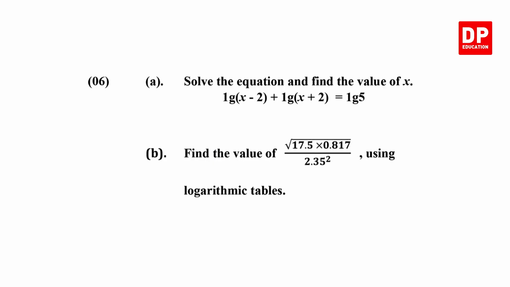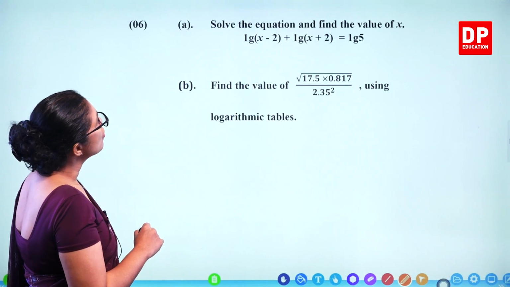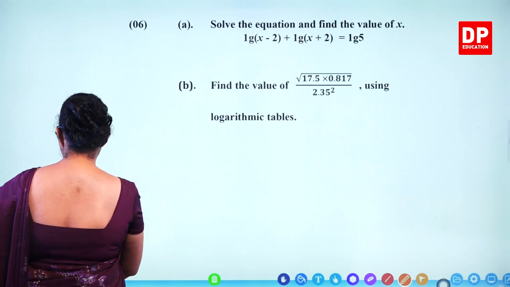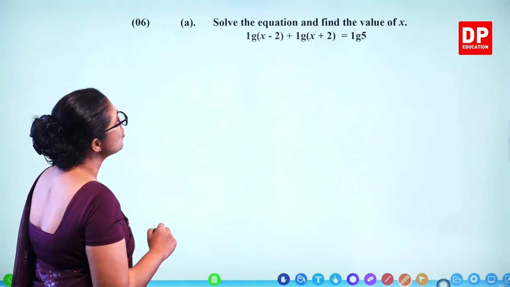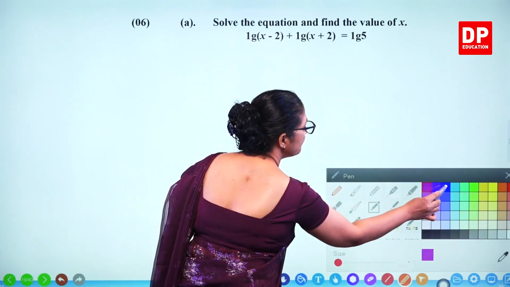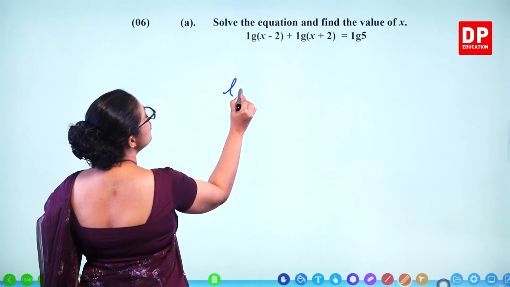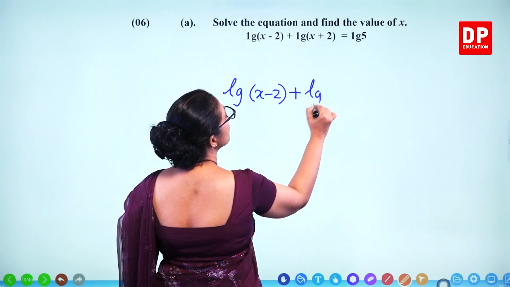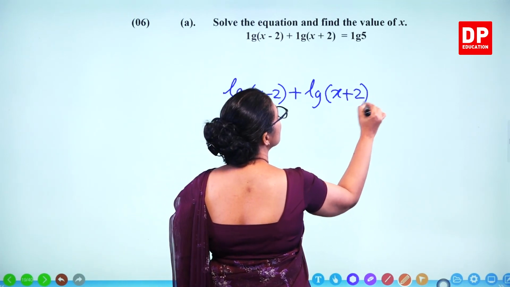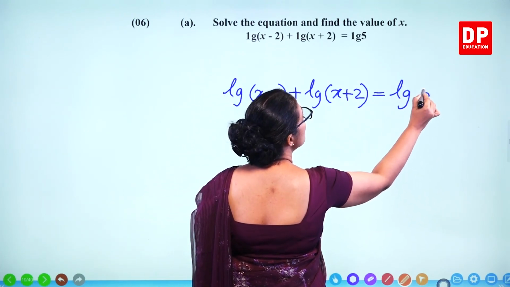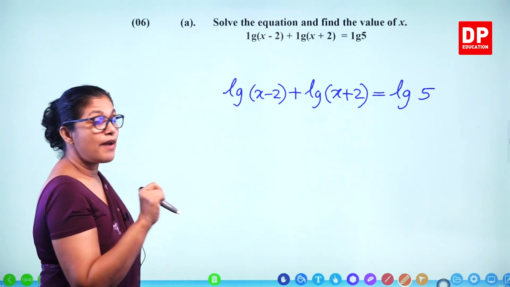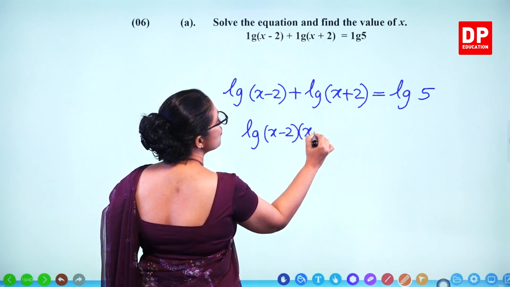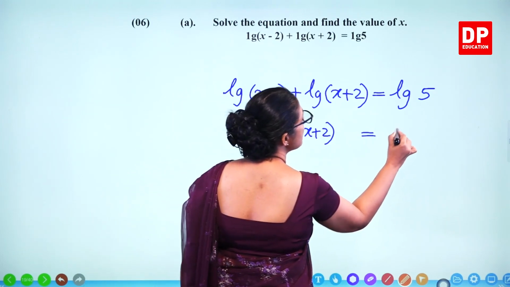Question number 6 now. So you have to use laws of logarithms and the logarithmic table to find the answer. Let's do that. Solve the equation and find the value of x. So LG means log base 10. All these LG values. So what's the first step? Addition you can write as multiplication. x minus 2 into x plus 2.